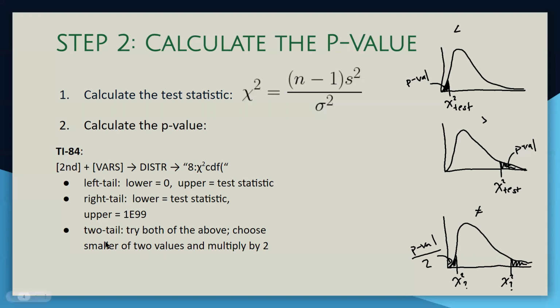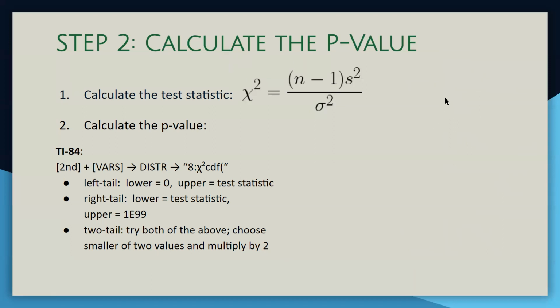If it's two-tail, again, you're going to try both of these. So treat that test statistic as if it's a left tail, as if it's a right tail, pick the smaller of the two answers and multiply it by 2. I'm going to clear these drawings so we can see the equivalent for GeoGebra.